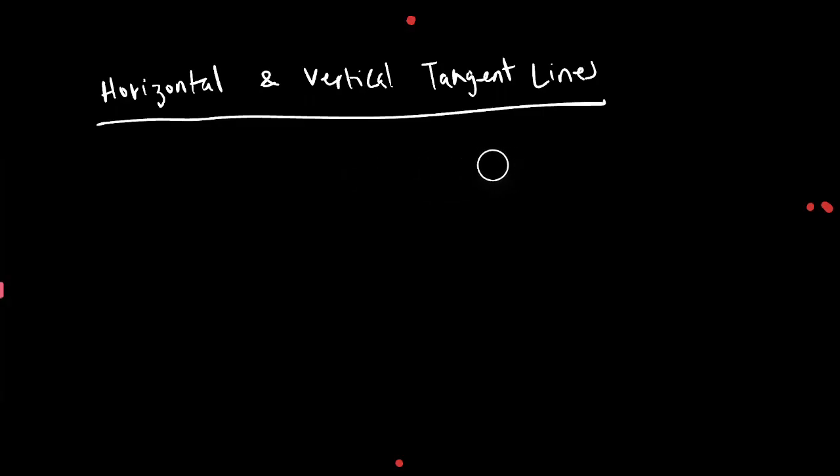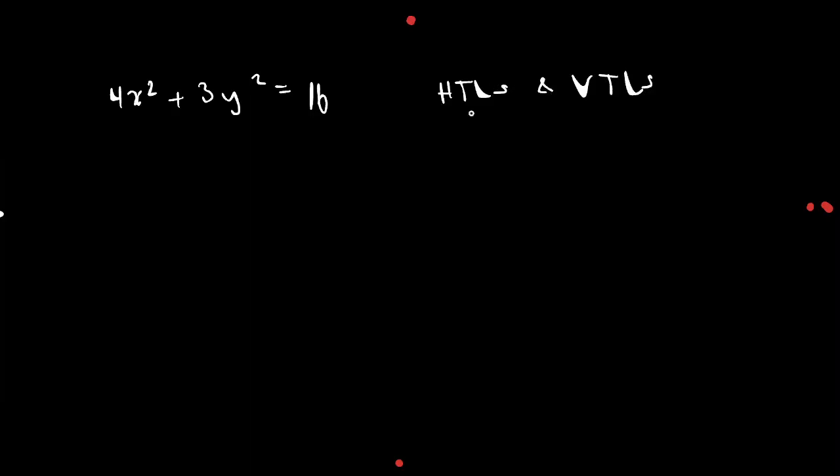All right, so now if we're given an implicit equation describing some graph, and we want to find all the tangent lines of that graph, let's say we're given the function 4x squared plus 3y squared is equal to 16. How would we go about finding the horizontal tangent lines and then the vertical tangent lines? So let's start with horizontal tangent lines.